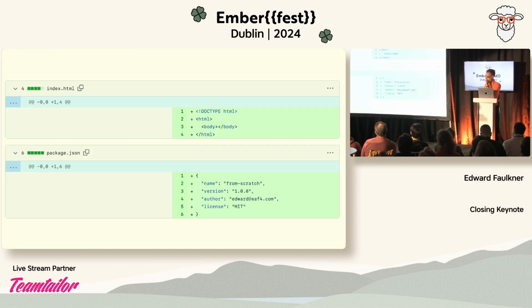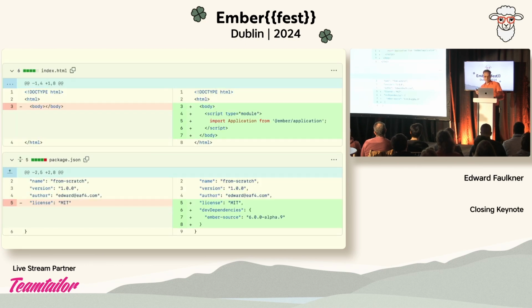So we're going to start with an extremely empty project, nothing but an empty HTML and a package.json with no dependencies. So we're playing on hard mode. So how do we make an Ember app from nothing? It's not something most of us probably sit down and do. But the first thing we're going to need to do is import application class from Ember application. So we put that in.